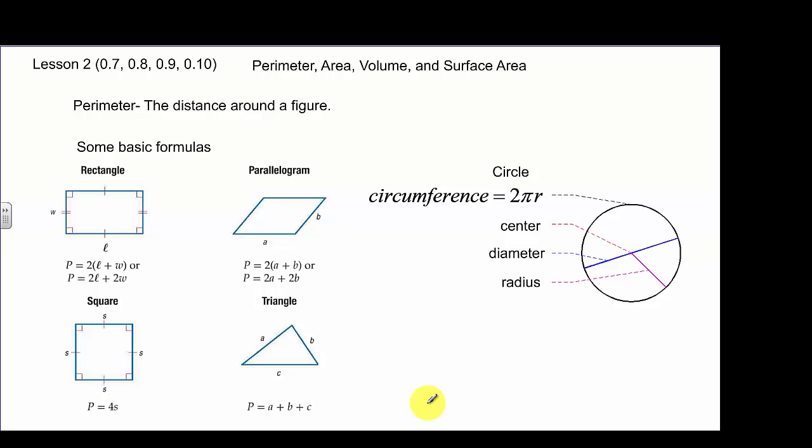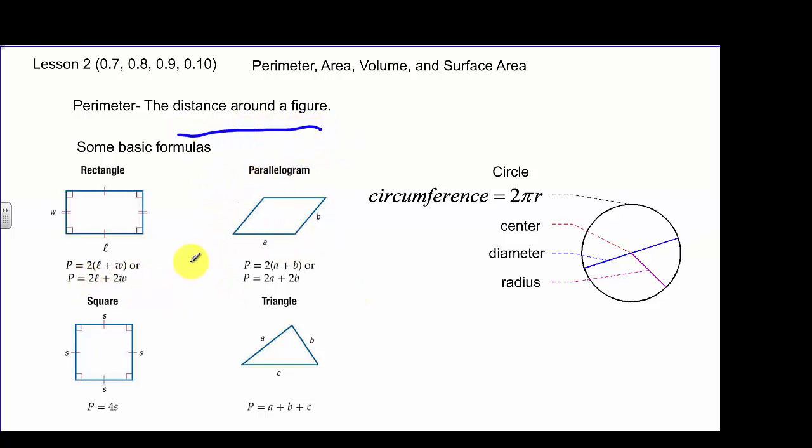So we're going to do a day of review on geometric figures, specifically perimeters, volumes, areas, and surface areas. So in front of you, what I've got is some basic perimeter formulas for these often used geometric figures. Perimeter is basically the distance around a figure.